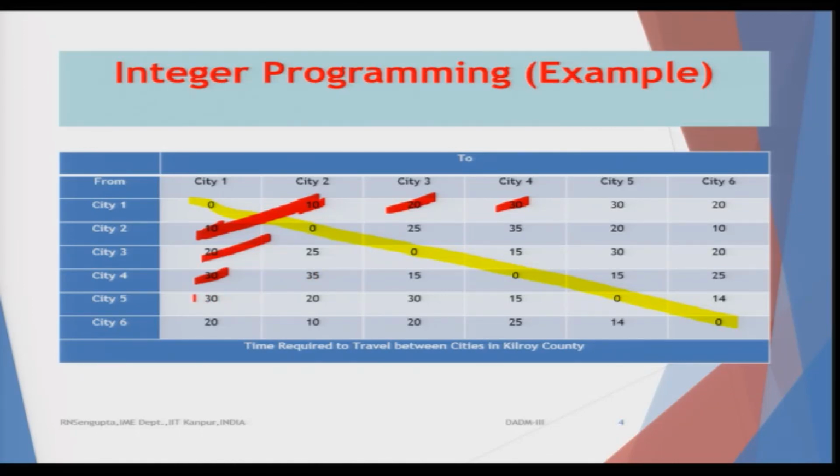So, you have 30 30, you have 20 20, that means travelling from 1 to 6, 6 to 1 is the same, 20. Then travelling from 6 to 2 is 10, and travelling from 2 to 6 is basically 10. Travelling from 4 to 5 is 15, and travelling from 5 to 4 is 15. So, it is basically a symmetric matrix and all the times are given. They are basically in minutes or seconds, whatever it is, and the values are given.